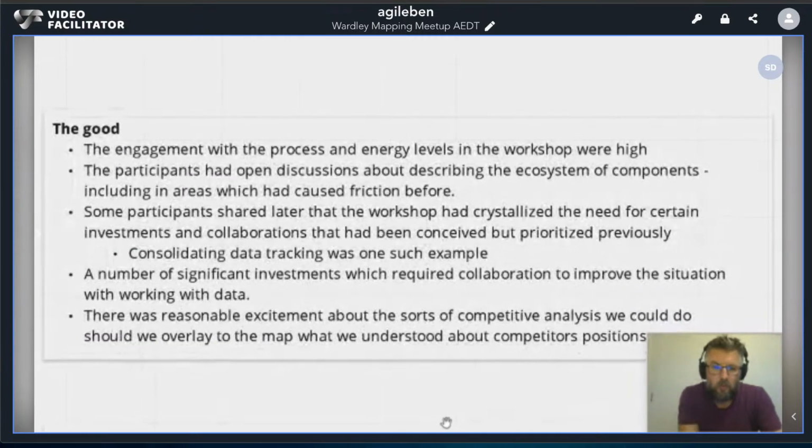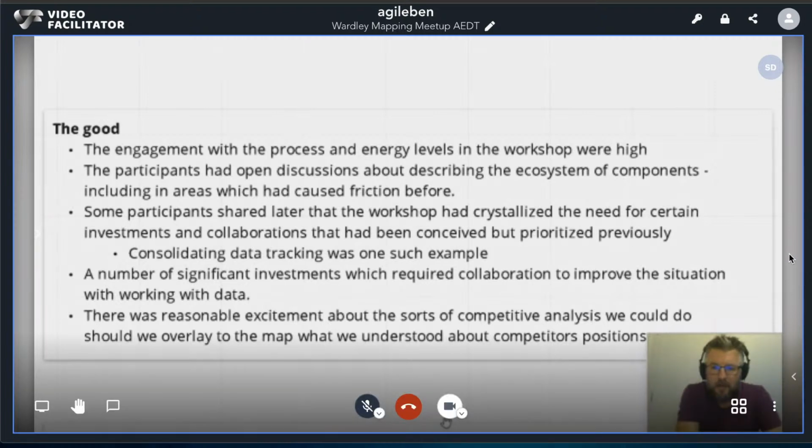So what was good, the engagement with the process and the energy levels in the workshop were high. I think it was a different tool that people hadn't used, so that was intellectually stimulating for the group, even though the first 45 minutes was probably pretty heavy work for everyone, just getting their heads around it. Given it was a 4-hour workshop, I think in the end it added to the satisfaction.